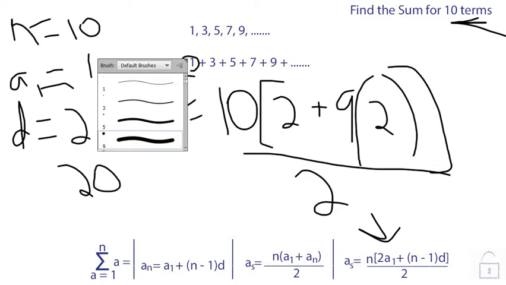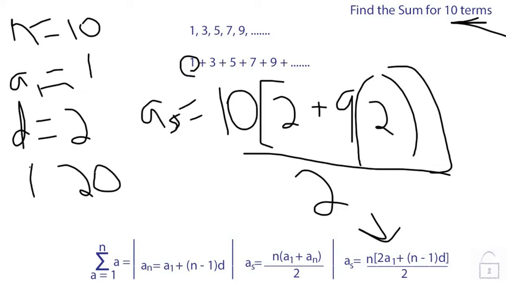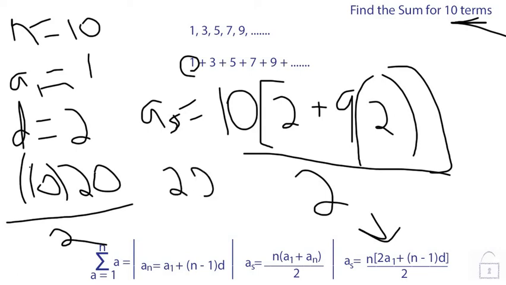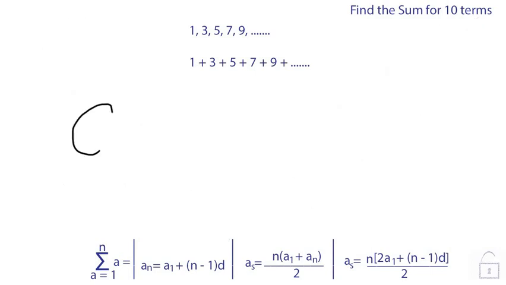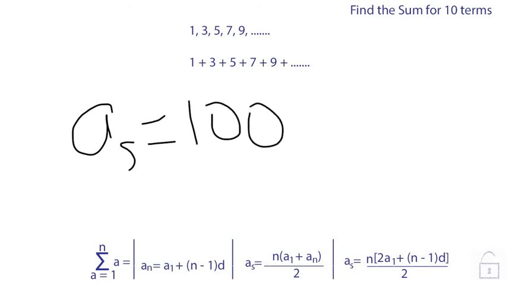times 10. It's 10 out front right here. Over 2. Alright, so 20 times 10, that is equal to 200. And 200 over 2, and that is equal to 100. So we can rewrite it as A of S is equal to 100. Alright, so that's pretty easy.